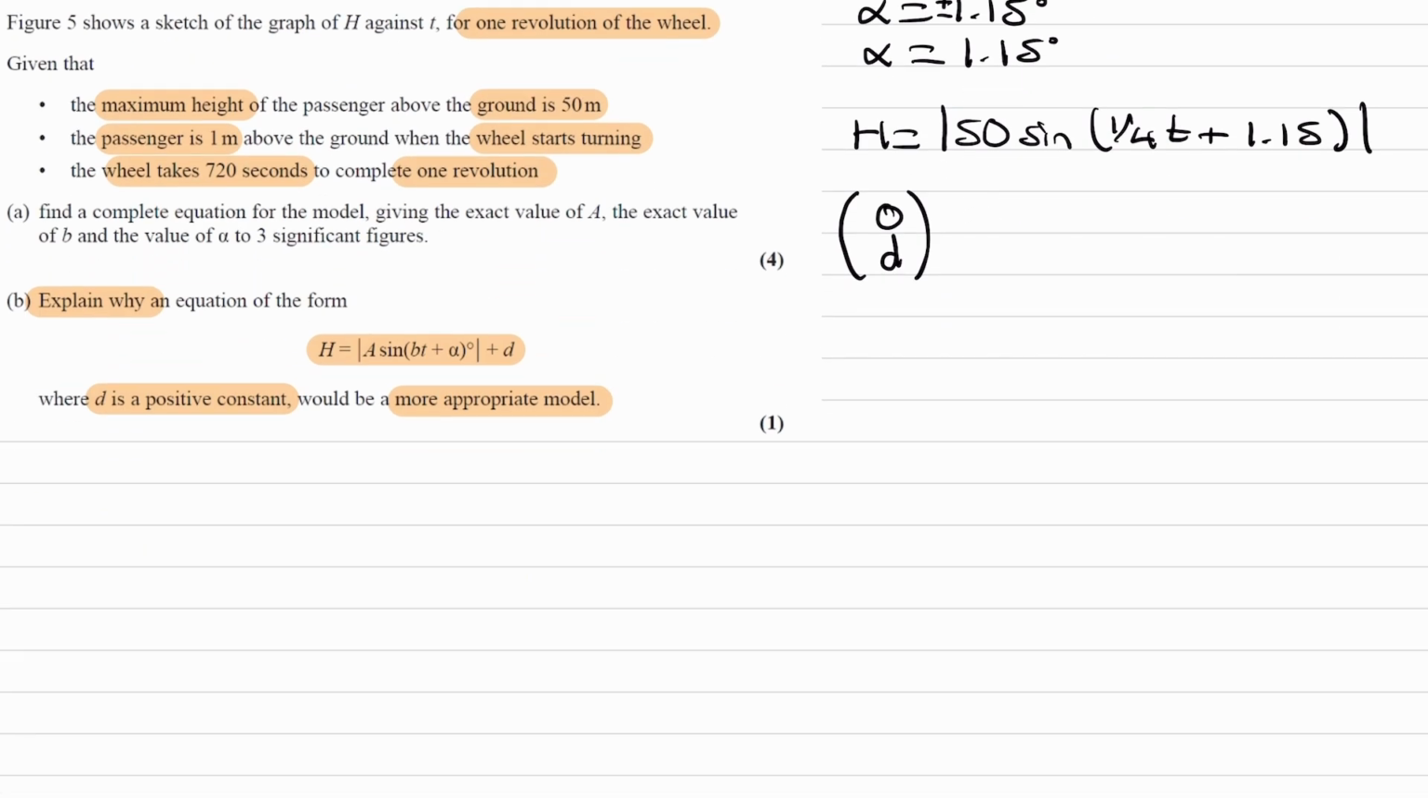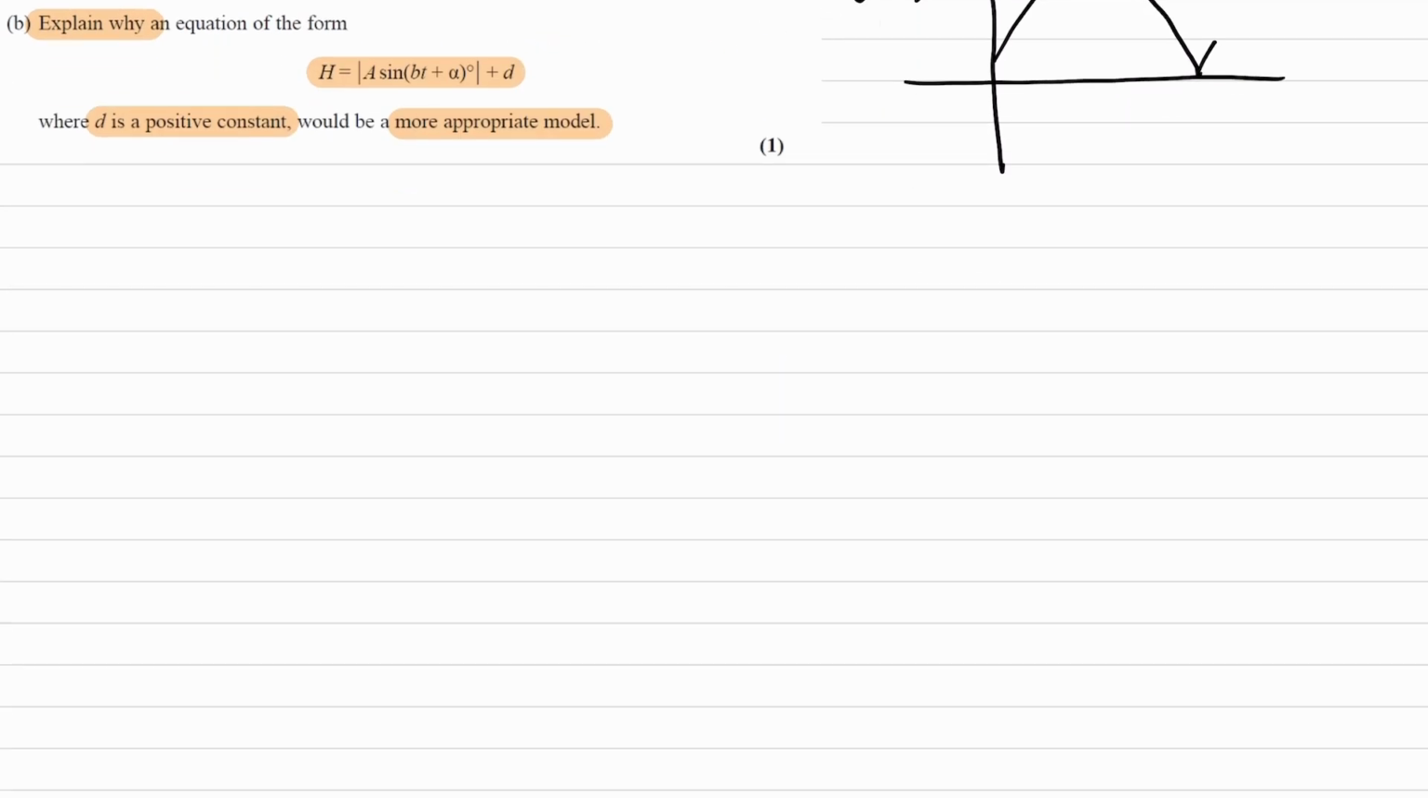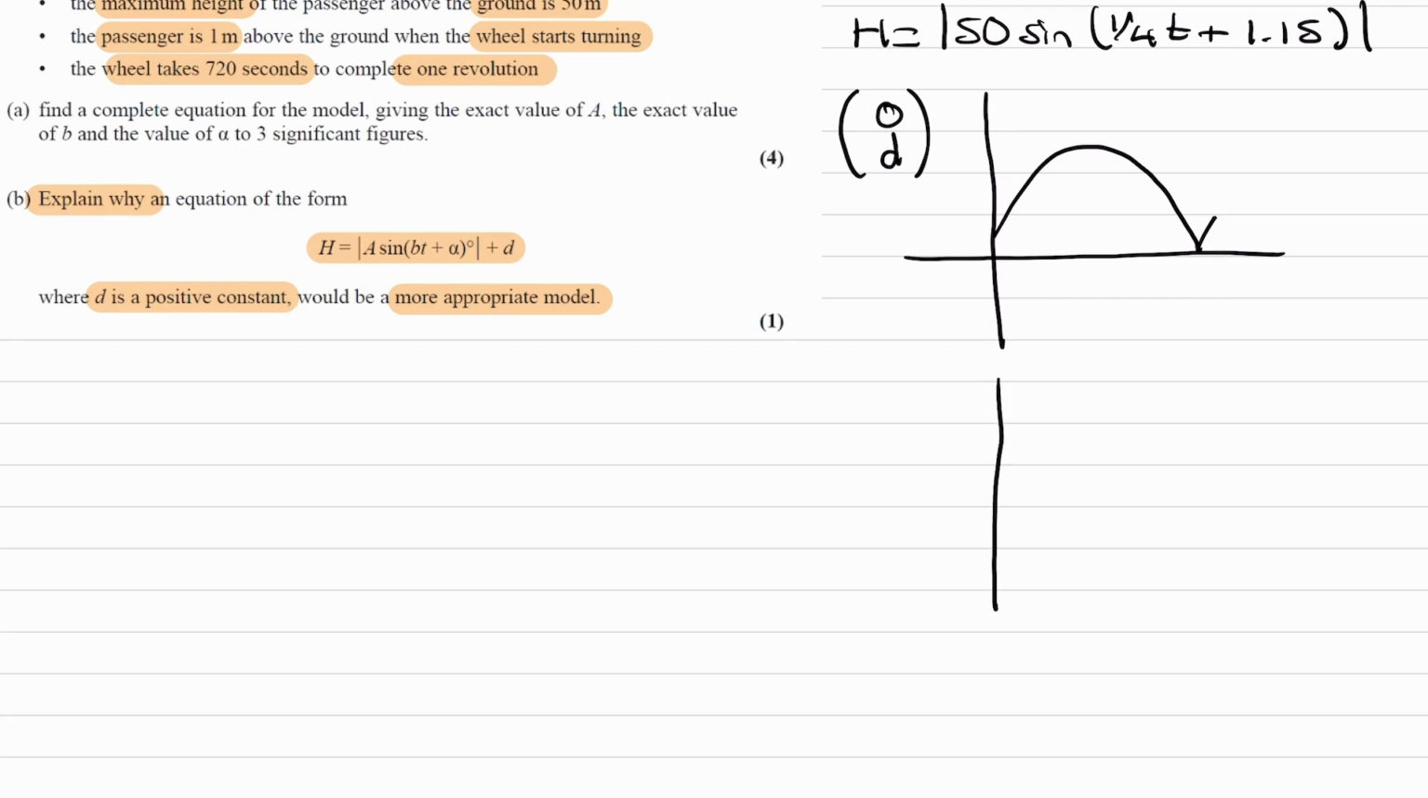So our original graph, before this shift up of d units, looks something like this. I'm just resketching what we had above. That's all we had to begin with. If we move that up d places, it will then look something like this, where this distance above the ground is d. Why is that better? Well, if we think about what this model represents, on the y-axis is height, it's the height of the passenger above the ground.